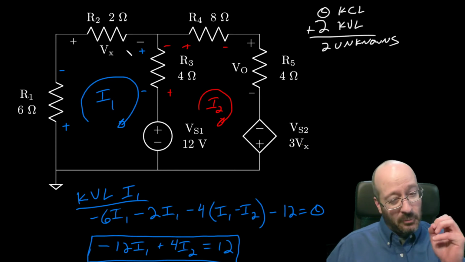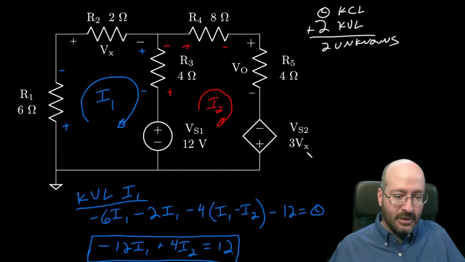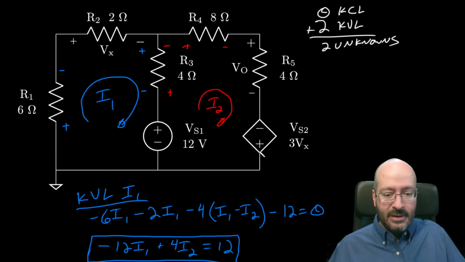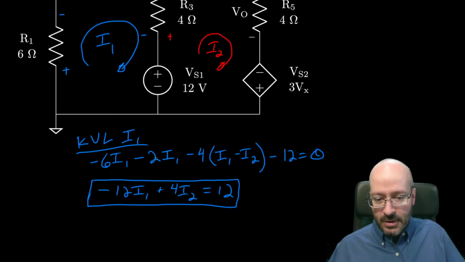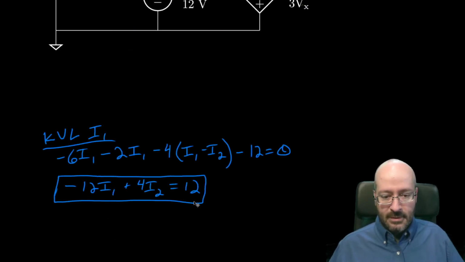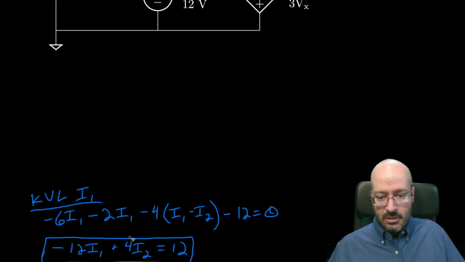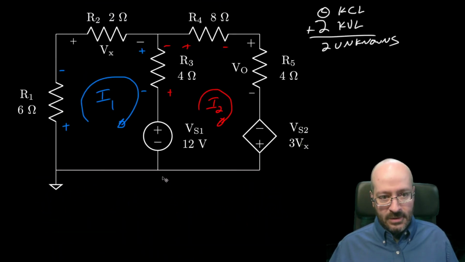Let's do the red one. The red one, I2, has a little wrinkle in it, and it has a little wrinkle in it because of the presence of this dependent supply. So let's do some rearranging here. Maybe I should have left this one till the end since it's the tricky one, but let's bring that down here, so that we can look at what's going on with this circuit.